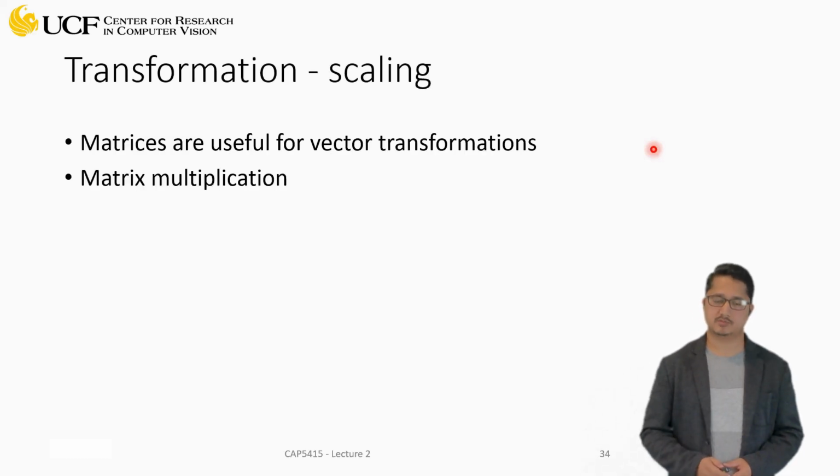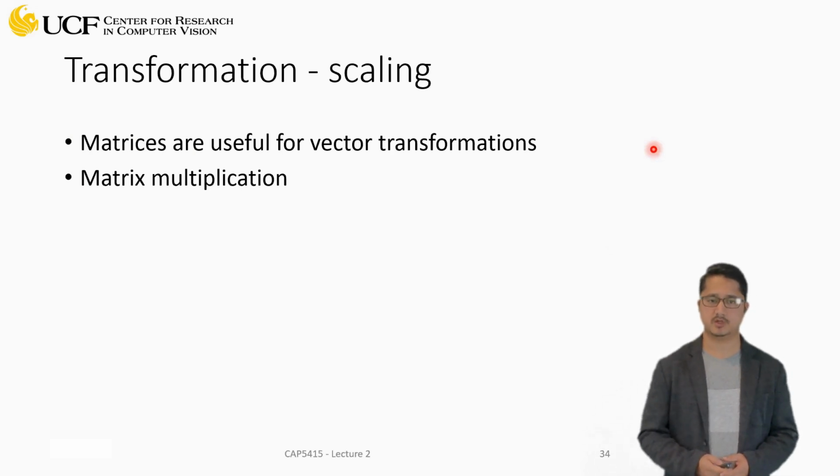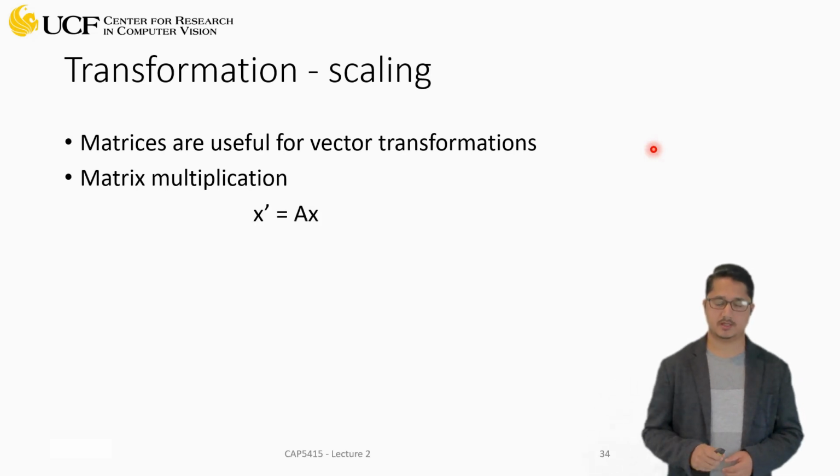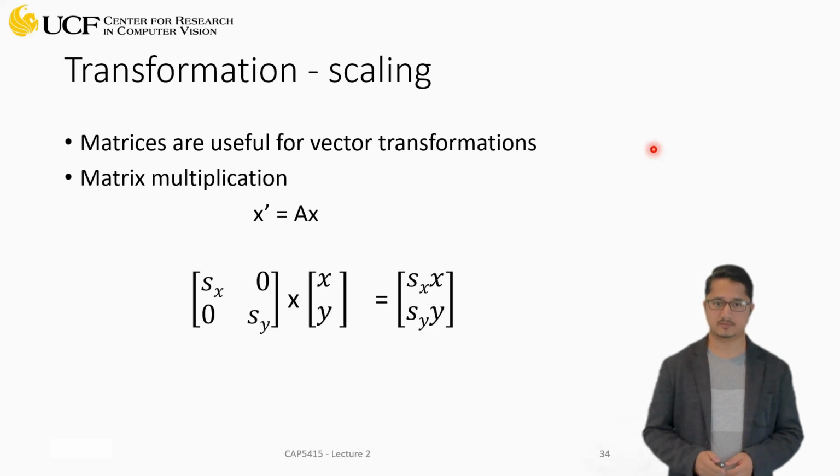Okay, so matrix multiplication, we studied this last time. We know that there should be some compatibility between two matrices, and this matrix multiplication can actually be used to perform scaling of vectors. For example, let's say we have a vector x, and we want to scale the values of this vector and transform it to, let's say, x prime. And this transformation can be easily done using a matrix multiplication. In this case, the matrix is A.